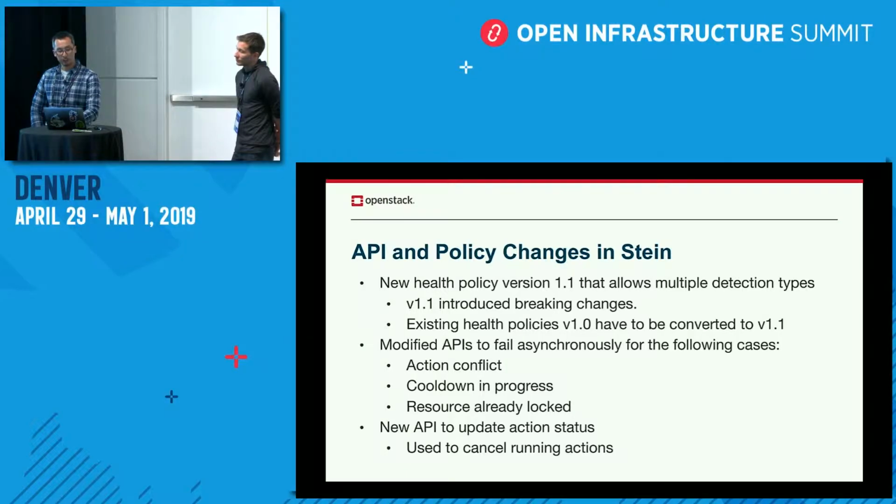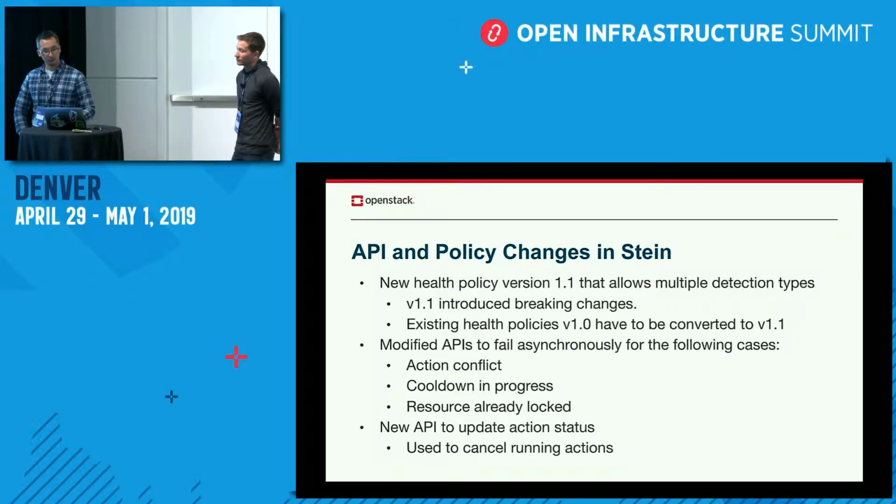The other thing that we did is we modified the APIs to fail asynchronously for the following cases: action conflict, cooldown in progress, and if a resource is already locked. Previously, when you did a scale up or scale down API call, if there was a conflict with another action, the action would be queued up and retried. Now what we do is we fail it right away at API ingest.